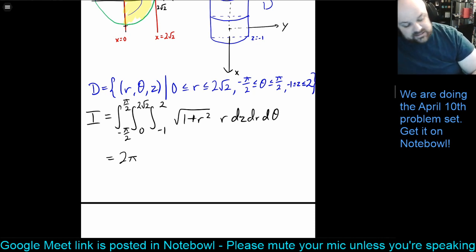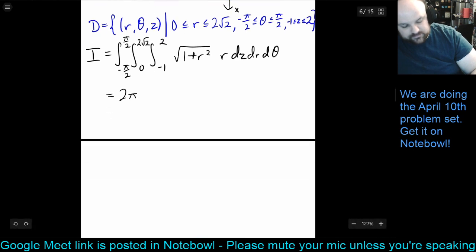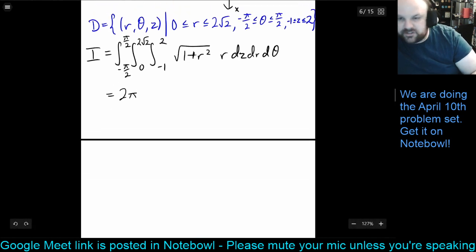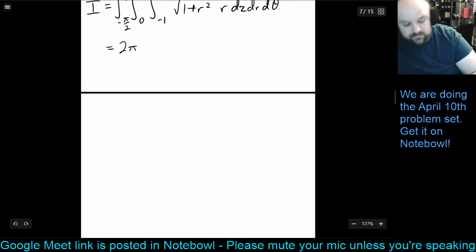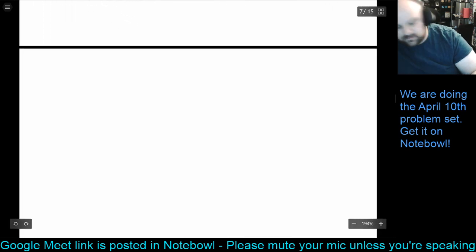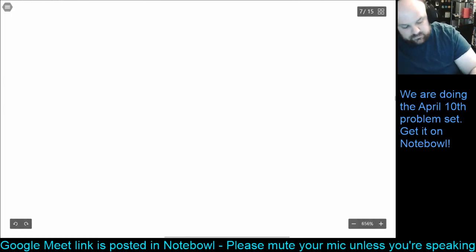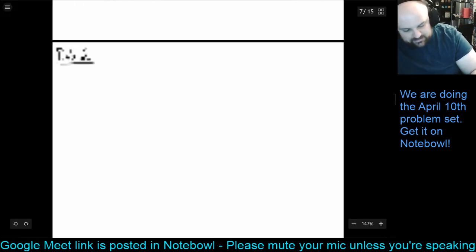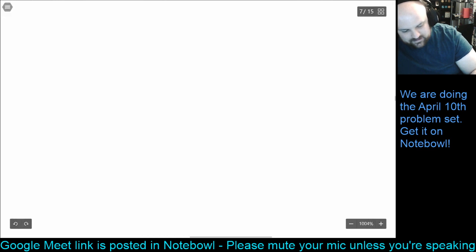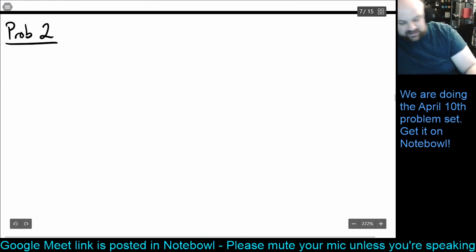So let's look at the next problem here. Problem 2. Right, so in problem 2, we are trying to find the volume. Why does this happen? Okay, apparently double tap means zoom in by like 5 times.